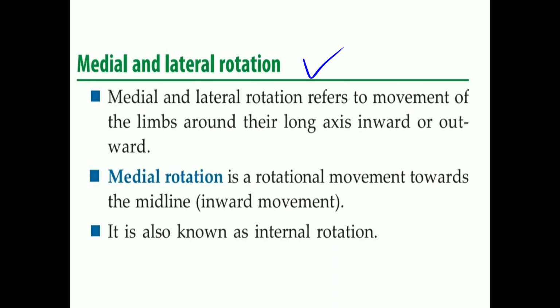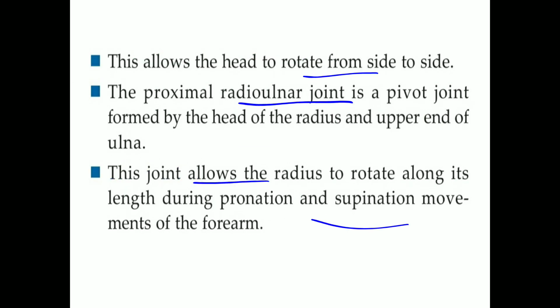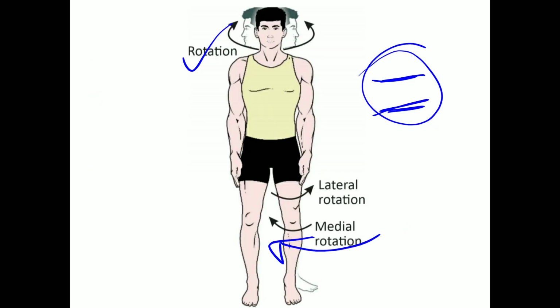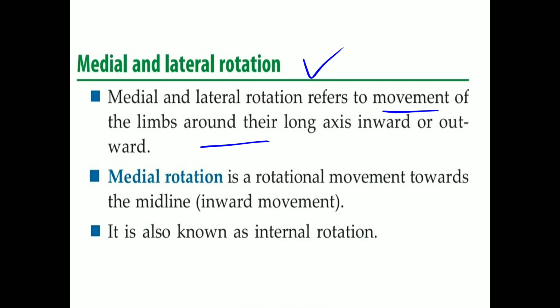The next is medial rotation and lateral rotation. Medial and lateral rotation refers to the movement of the limbs along their long axis, inward or outward, turning it in or turning it out. Turning it in is medial rotation, and turning it out is lateral rotation. Let's see medial rotation. This is the rotational movement inward towards the midline of the body, and this is also called internal rotation.